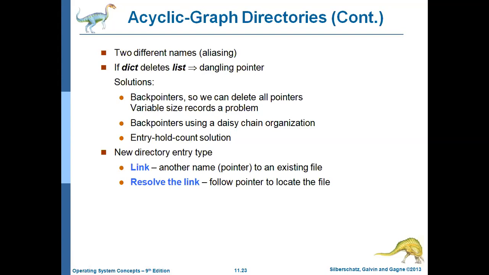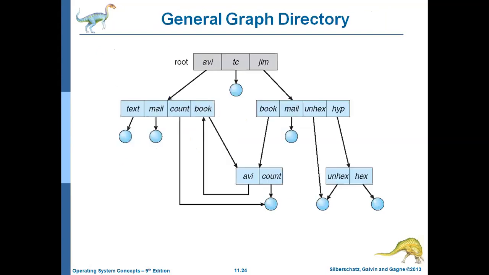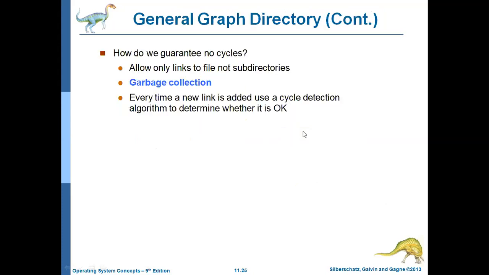Only two ways. Okay, so then comes your general graph directory. You can just go through this, wherein I have my main directories here. These are my subdirectories. These subdirectories have another subdirectory, and in that I have a respective file. So this is all regarding your general graph directory. Now let's see how we guarantee that there are no cycles here.